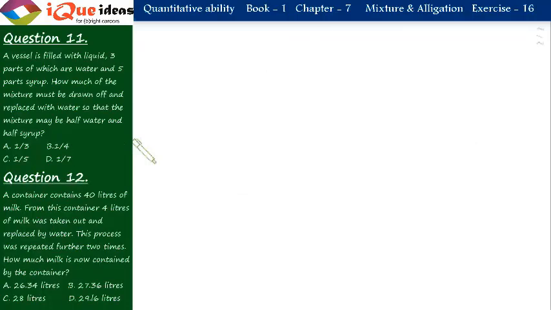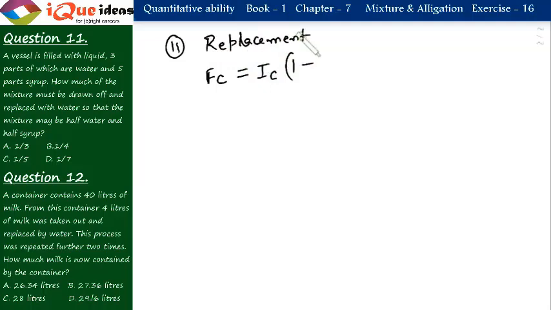Now in question number 11, as you can read, it is a question of replacement, right? So if you remember, for replacement, what did we have? We had a formula that says final concentration is equal to initial concentration into 1 minus R by V, to the power n. N is the number of times the replacement happens. Fc is the final concentration, Ic is the initial concentration, R is the replaced quantity, and V is the original volume. All right.